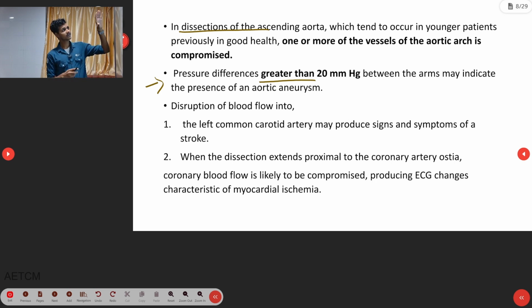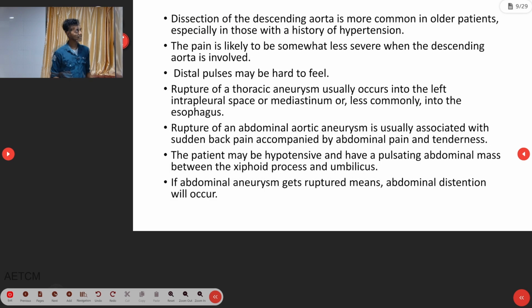Again, if there is a disruption in the ascending aorta, the pathology will obstruct your subclavian vein, your common carotid artery, and your coronary artery. The same thing we kept in this slide. Next is the dissecting descending aorta. It most commonly occurs in older patients, more specifically those with a history of hypertension.